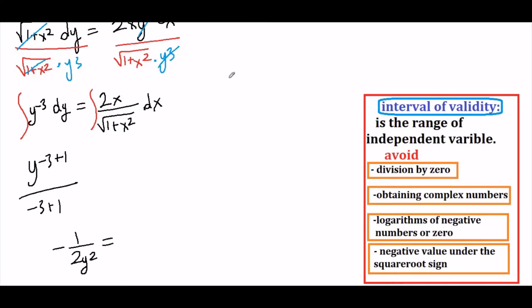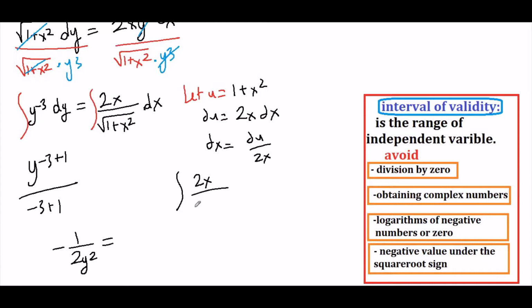We're going to use substitution. So let u be equal to 1 plus x squared. Then du will be the derivative of this, which is 2x dx. And if you solve for dx here, dx will be du over 2x. Now let's place everything in terms of u. We have integral 2x over square root of u, and instead of dx we have du over 2x. 2x cancels, so we have integral 1 over square root of u du.